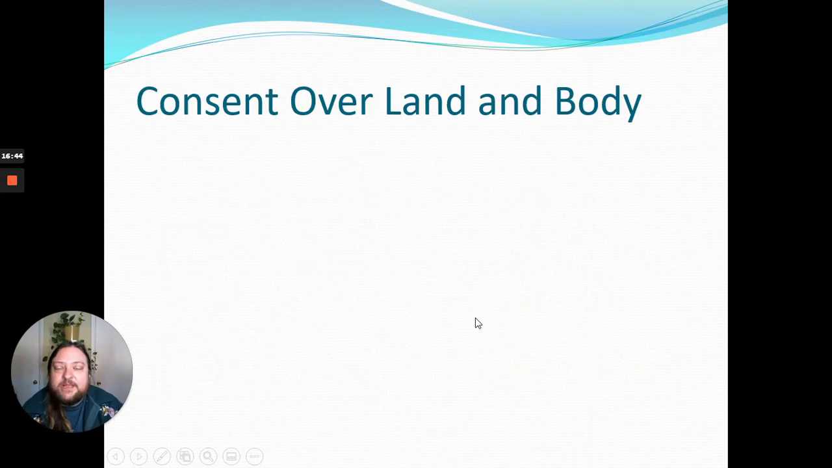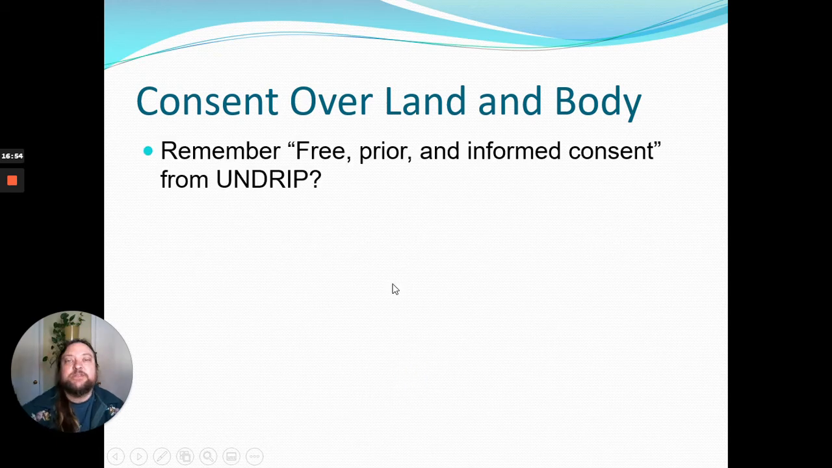Now, there's another section in that chapter that speaks of consent over land and body, and that's important to look at as well. So remember, a few slides ago, I emphasized this concept of free, prior, and informed consent from the United Nations Declaration and how Canada has a problem with that, right? And they have a problem with it because Indigenous people are saying, no, this is our land, you can't develop on here because we have to preserve these lands for future generations. Canada doesn't want that because they want to be able to do what they want with that land.